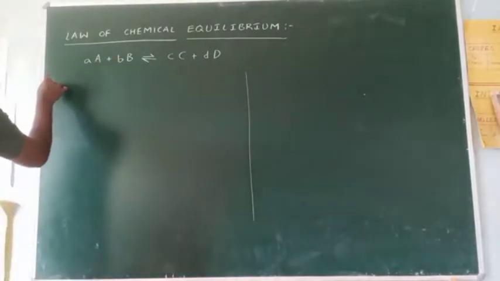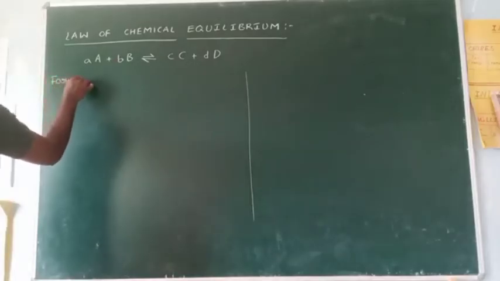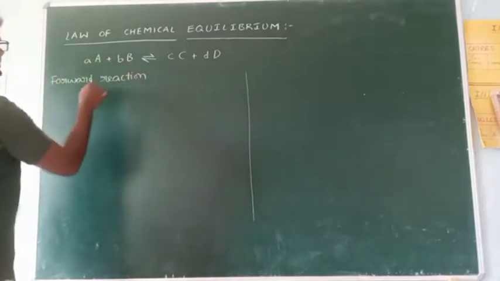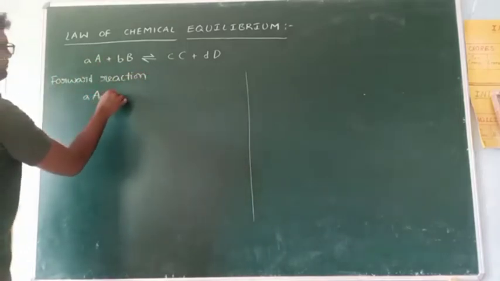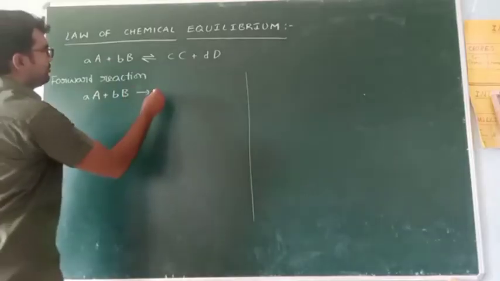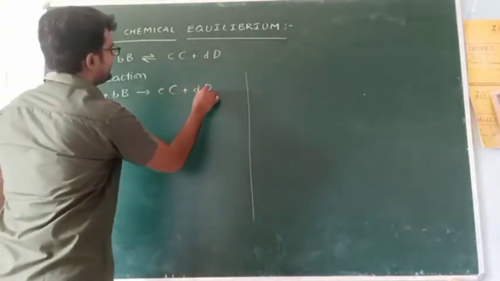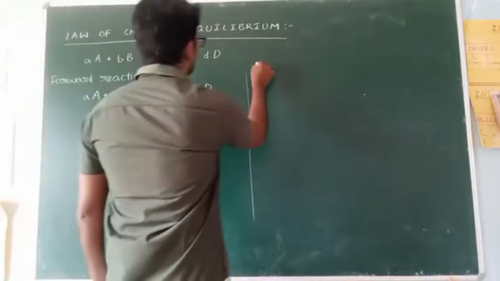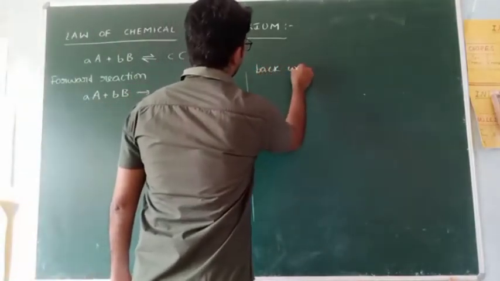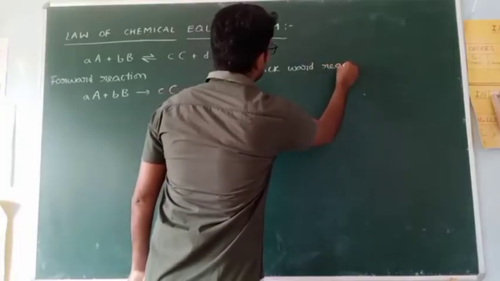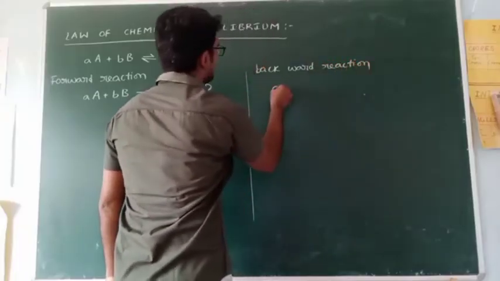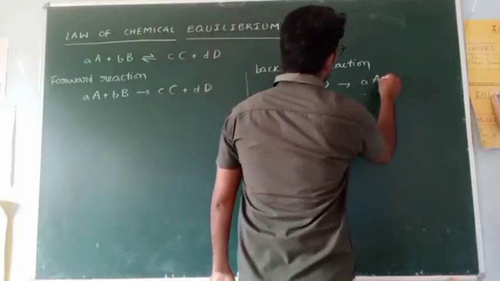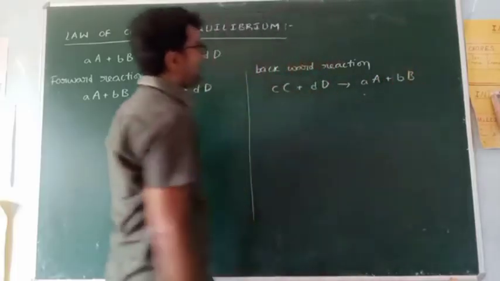What is the forward reaction here? The forward reaction is aA + bB gives rise to cC + dD. This is the forward reaction. And what is the backward reaction here? The reverse one: cC + dD gives rise to aA + bB. This is the backward reaction.